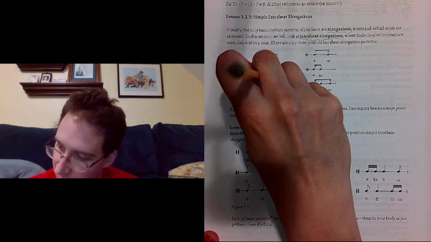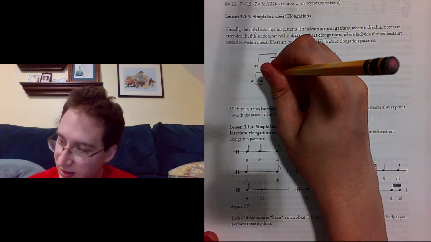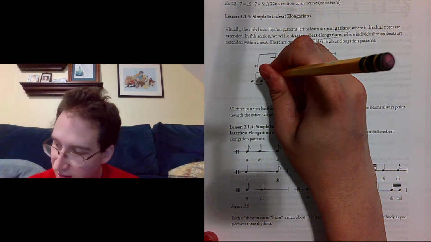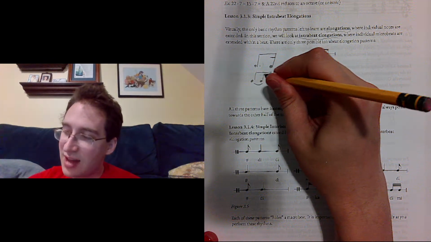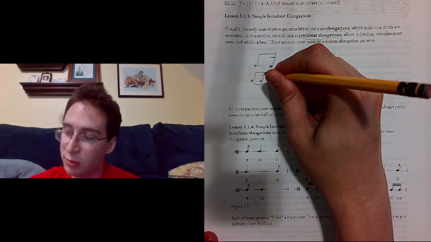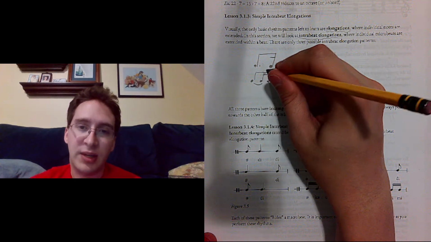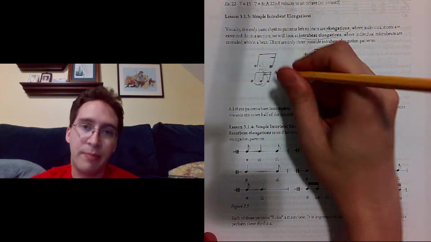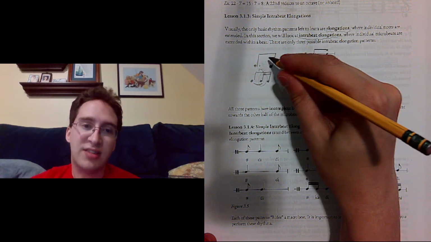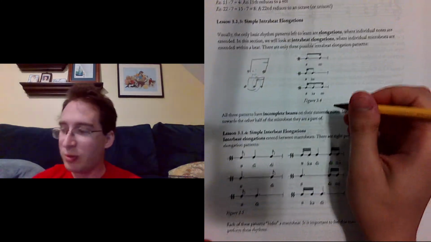That's all I want to do. So 16, 16. And the point here is that the beam points towards the missing microbeat. This microbeat is actually hidden in the dot, but the beam still points that way because that's where it is.